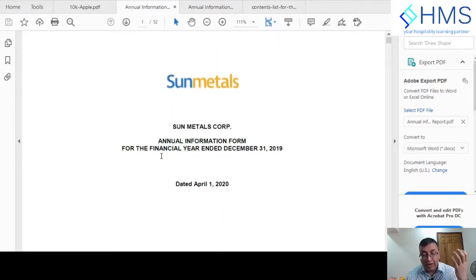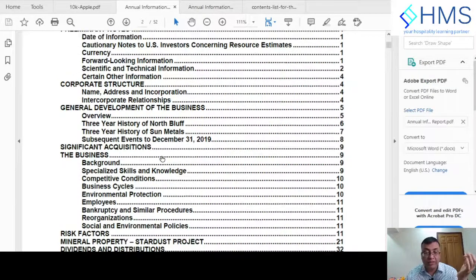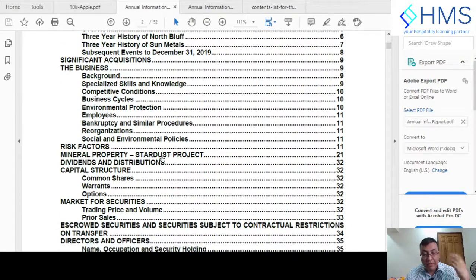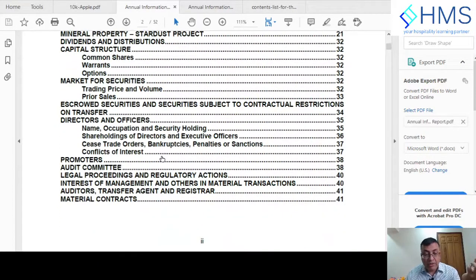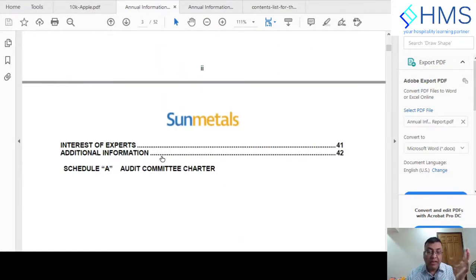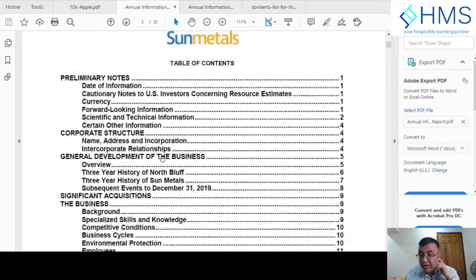Here is the annual information form, and you can see the table of contents, which is pretty much similar to what the 10K has. You have significant acquisitions, the business, risk factors, mineral properties, then capital structure, issued securities, directors and officers, promoters, audit committee, material contracts, the area of management and other material transactions, interests of experts, and additional information. Here you do not have the financial statements included in this report.